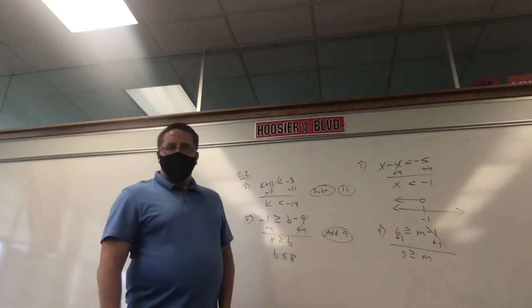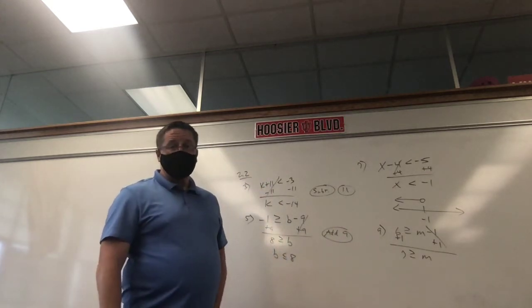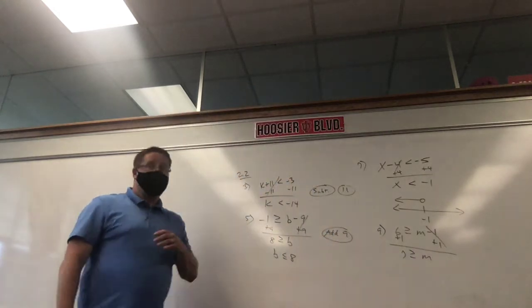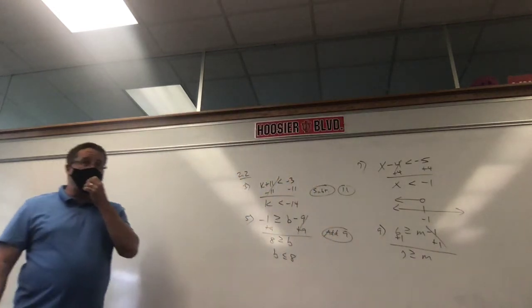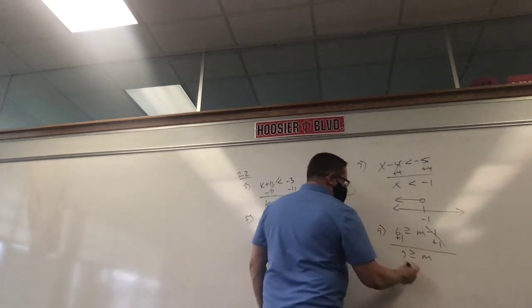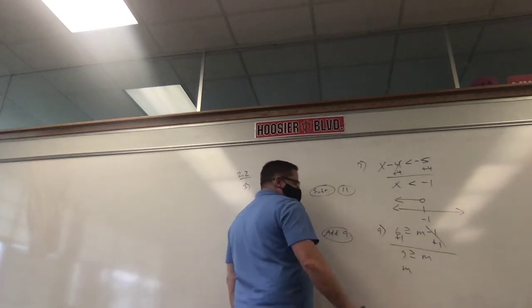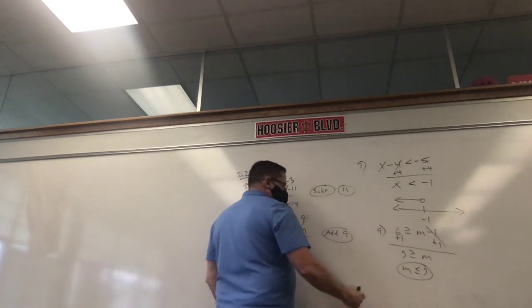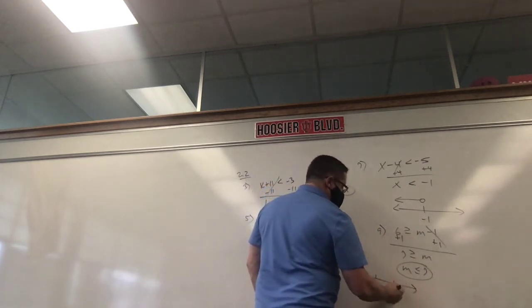That is not wrong, okay? There's nothing wrong with that answer, but I don't like it. I wouldn't mark you wrong if you left it like that, but I like to have the variable on the left. So put m. If 7 is bigger than m, m has to be less than: m is less than or equal to 7. There's always two ways you could write any inequality.